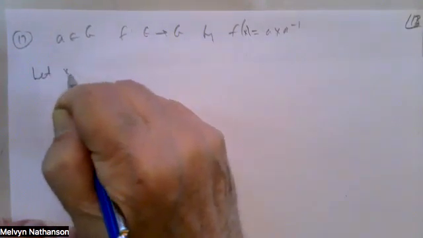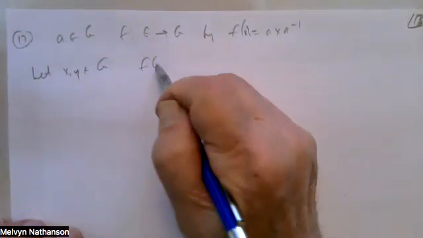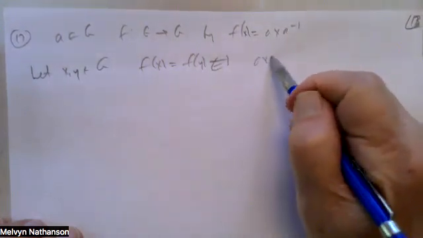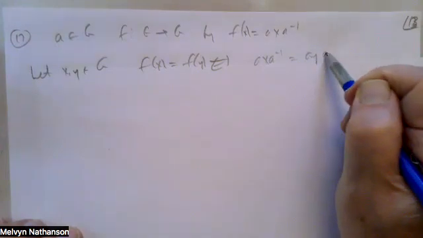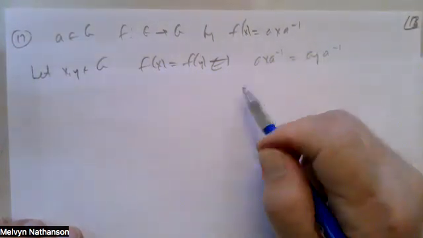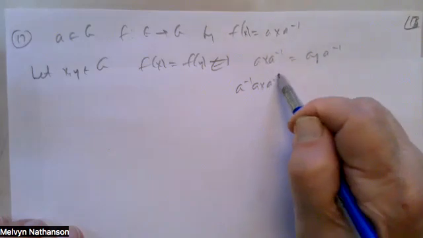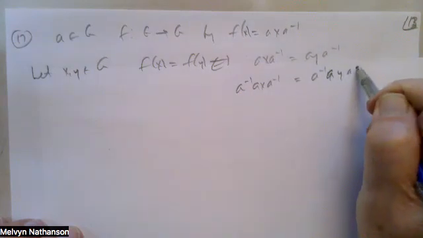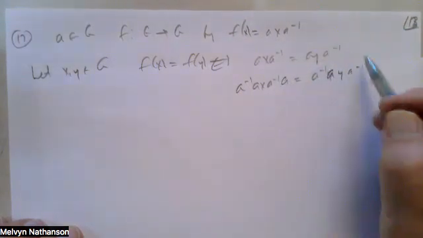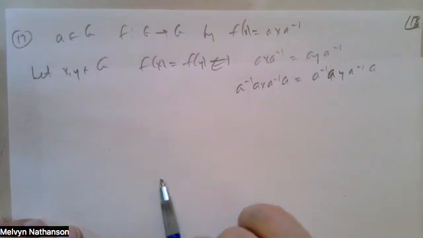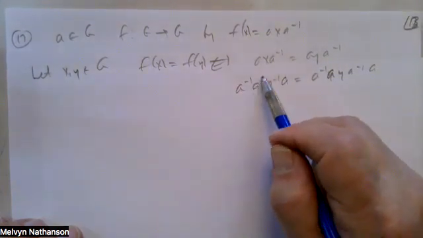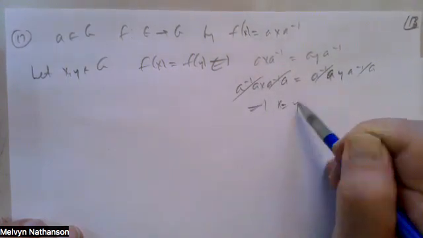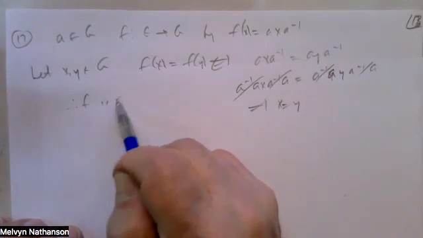So let x and y be in G. f of x equals f of y if and only if a x a inverse equals a y a inverse. But then if you multiply on the left on both sides, you still have equality. And if you multiply on the right on both sides, you still have equality. And a inverse a is the identity. So x equals y. So therefore, f is one-to-one.